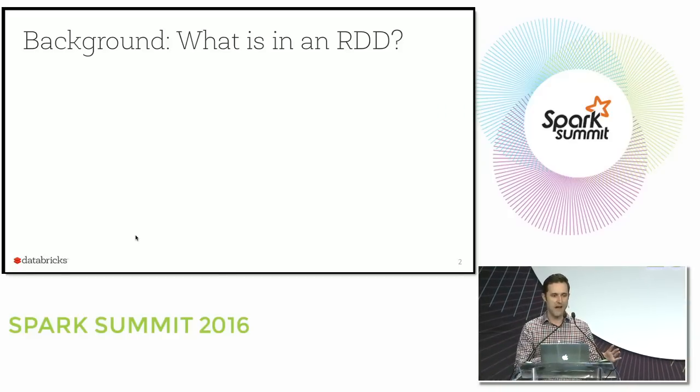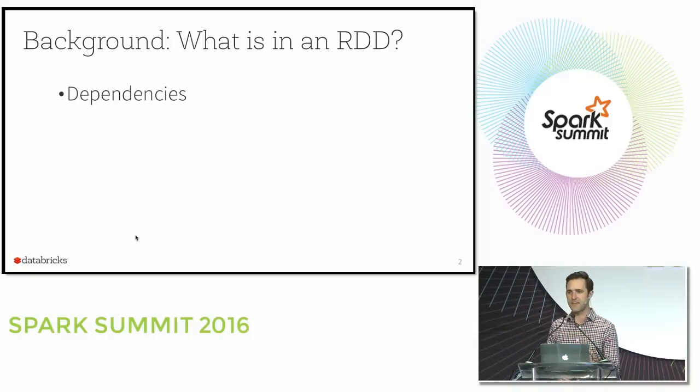What exactly is going on under the covers when you create an RDD? There are a couple of things that define an RDD. One is the dependencies. So I have an RDD, and it's reading from these text files or this other map operation or something like that. So it's a list of other RDDs that this one needs in order to compute its result.